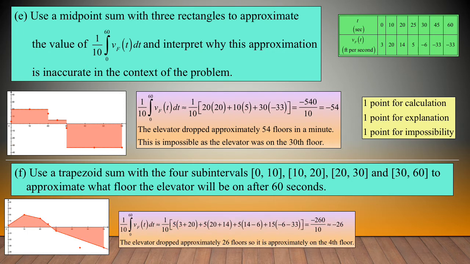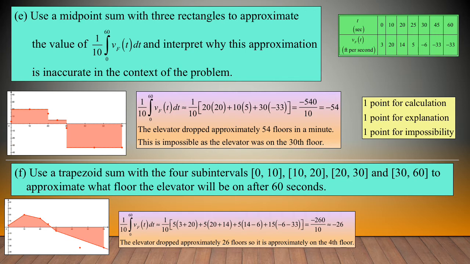We again show our four trapezoids in the graph. And when we calculate 1/10 the integral from 0 to 60 of v sub f of t dt, we use this to be 1/10 times 1/2 the base. And the first trapezoid has a base of 10, so 1/2 of that is 5, times 3 plus 20. The second trapezoid will be 5 times the quantity 20 plus 14. The third trapezoid 5, quantity 14 minus 6.